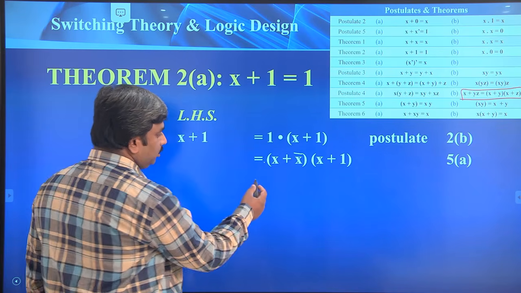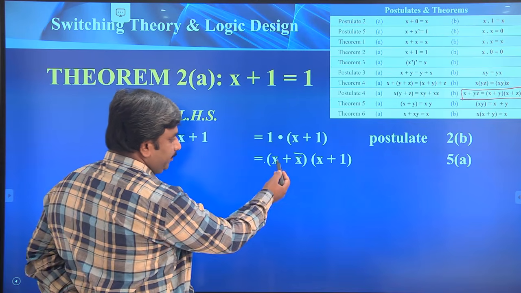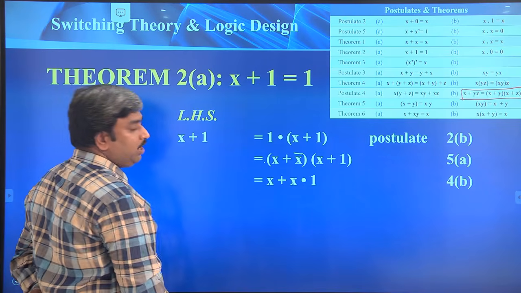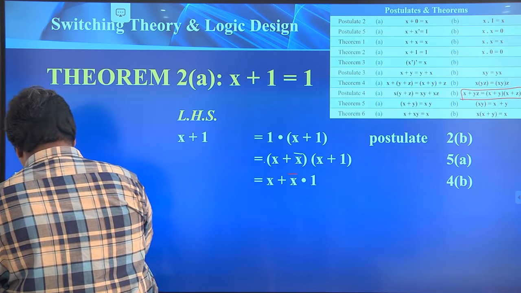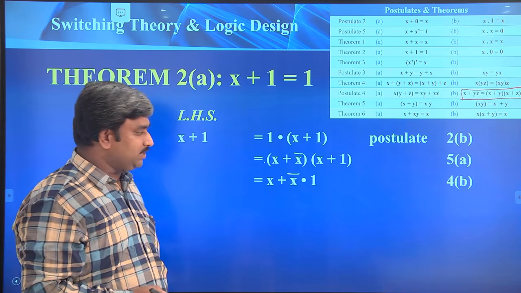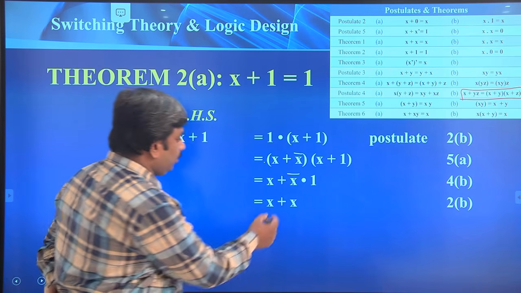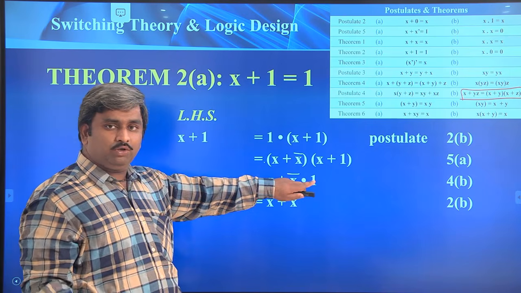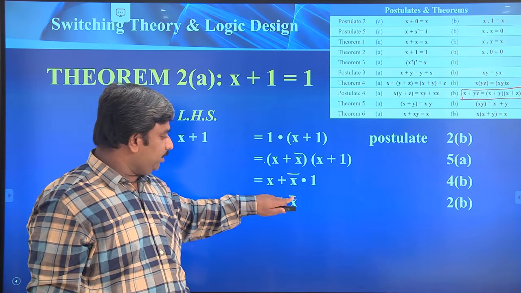So now the next step is x plus yz. x plus yz means x plus, in the place of y we have x bar, and in the place of z we have 1. That is nothing but x plus x bar into 1. Next, x bar into 1. What is the value of x bar into 1? That is nothing but x into 1 is equal to x, so I am representing it as x bar. x bar into 1, I am writing as x bar.